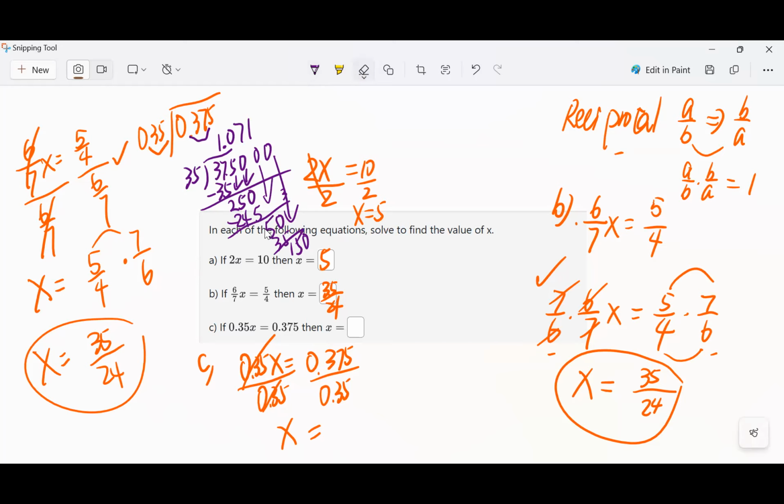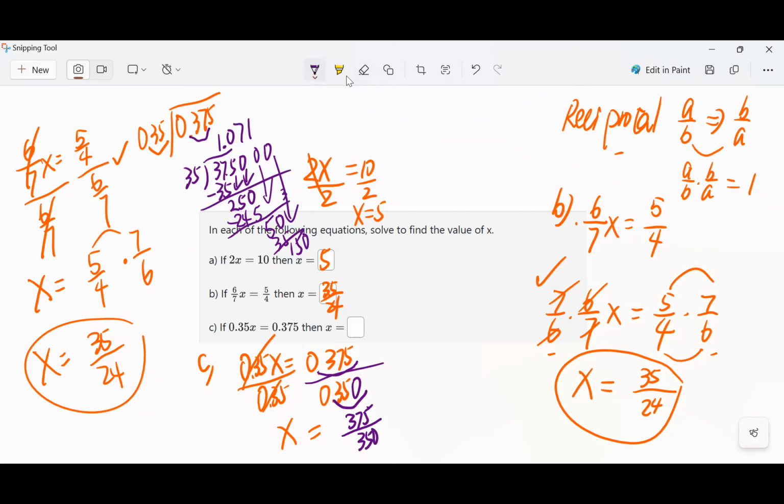So I'm going to show you how to turn this into fraction form. Basically you just move the decimal 3 units to the right, for both the numerator and the denominator. So move the decimal 3 units to the right, add a 0 in the back, move the decimal 3 units to the right. And now we have 375 over 350.